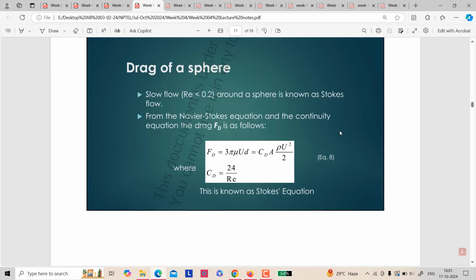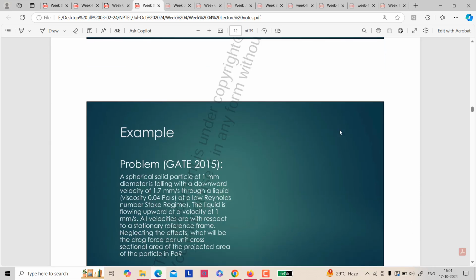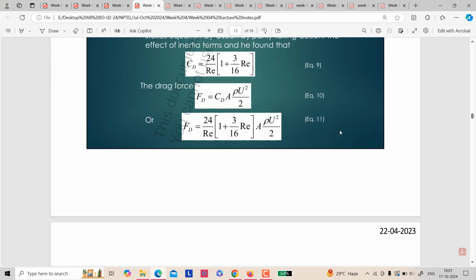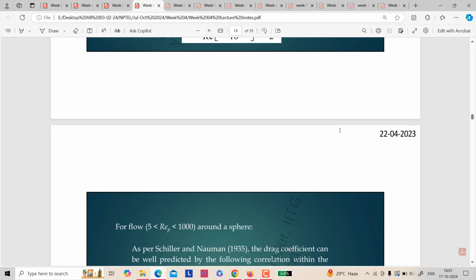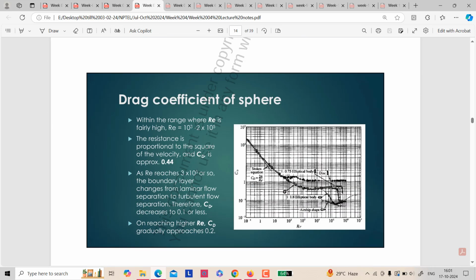So this is the formula of the drag force applied on a spherical particle. These are some of the examples. Then is the expression of the drag coefficient in different Reynolds number regions. Then the drag coefficient of a sphere is represented by this graph.